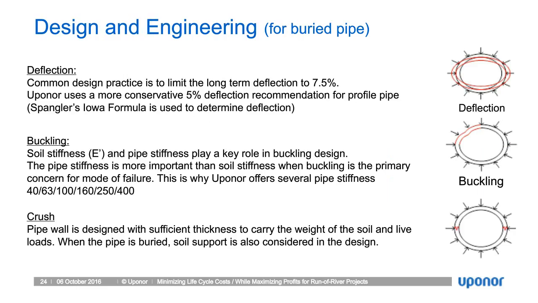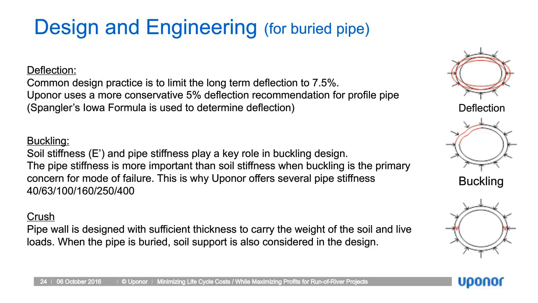When we get into the design, so that's the material characteristics and the design and engineering of the pipe, when we are taking a look at applications, of course the first question we ask is: is it above ground or below? Is it a semi-burial or burial? Regardless, what we will do is take a look at deflection, buckling, and crush. The common design practice is about 7.5% deflection. We're very conservative in our design. We'll use about a 5% deflection. If it's above that, then we'll go to a higher ring stiffness.